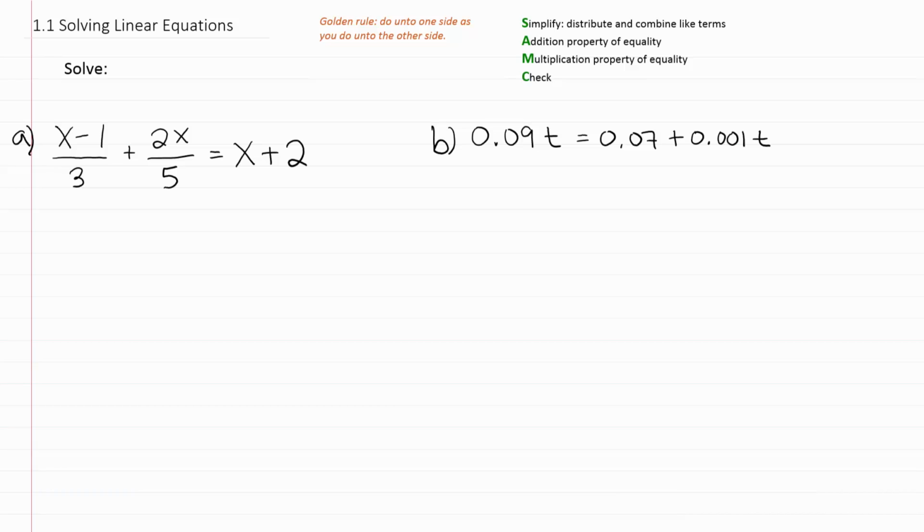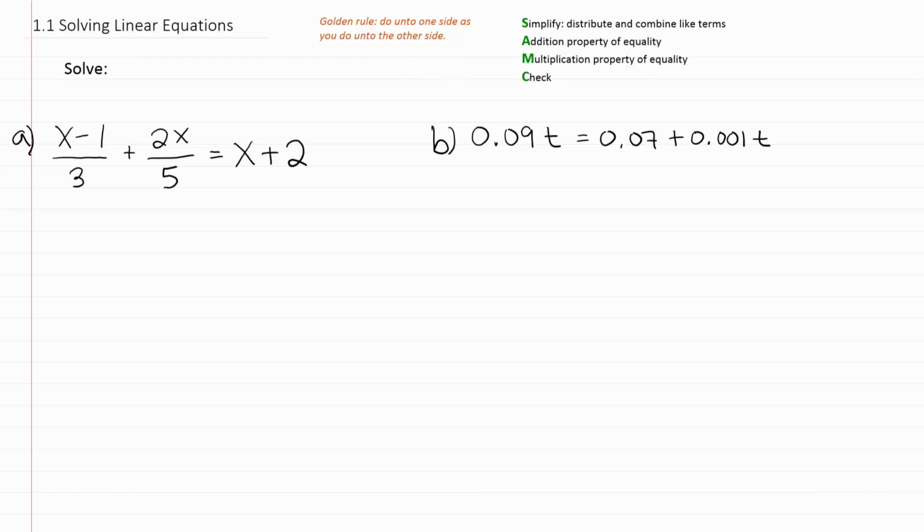All right, in this video, we're looking at how to apply the methods of solving linear equations to equations that have fractions and decimals. So remember, we'll be using this SAM-C approach, right? Simplify, apply the addition property of equality, the multiplication property of equality, and then finally check your answer. And as always, we'll always be looking at the golden rule of algebra. Whatever we do to one side, we'll do to the other.